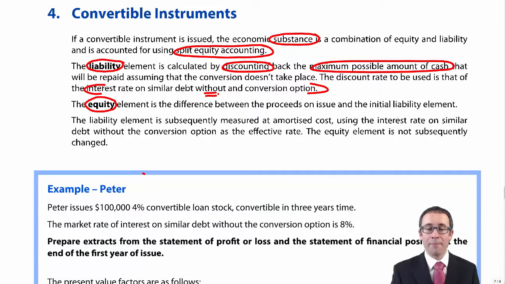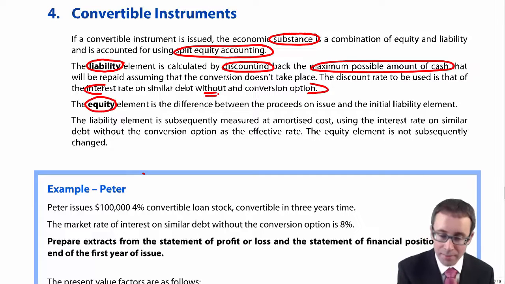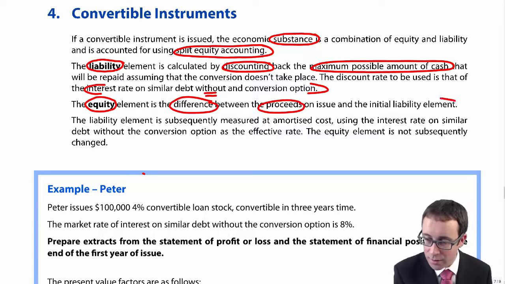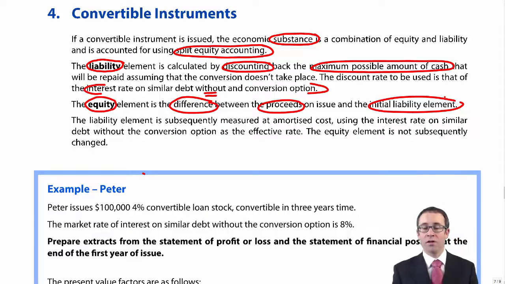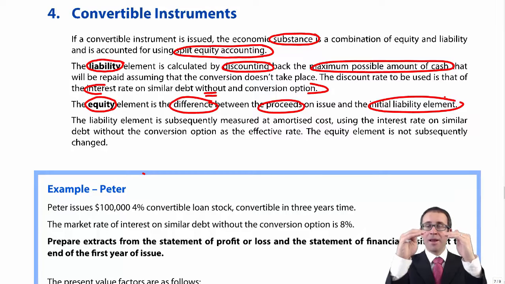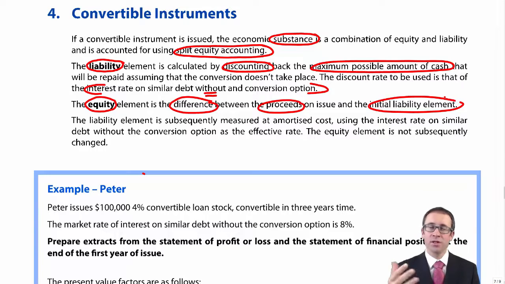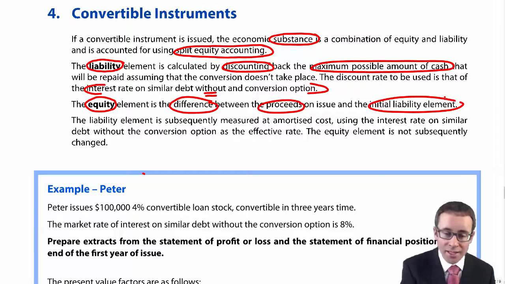Once you've worked out the value of the liability, you can then work out the equity. And the equity is quite simply just the difference between the proceeds that you have on issue and the value of the liability. Okay, that's it. So you're going to debit the bank with the proceeds, credit the liability, and then that balancing credit figure that you have is just taken there to equity, usually going through your other components of equity. So that's how you look at it initially.